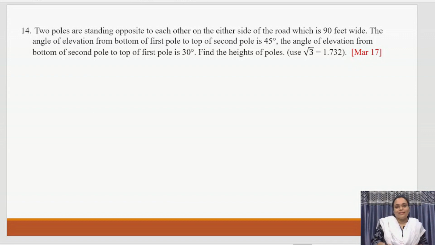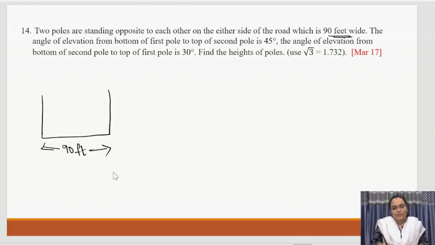Clear? See the question. Two poles are standing opposite to each other on either side of a road, which is 90 feet wide. So we have two poles at a distance of 90 feet. See here, we have two angles, one is 45 and one is 30 degrees.